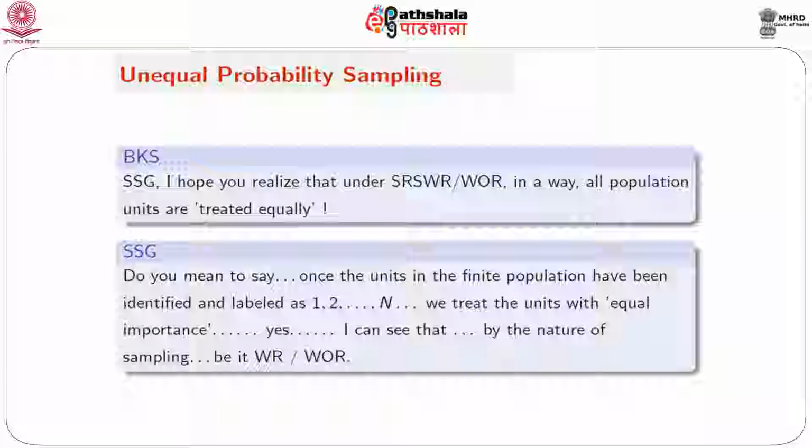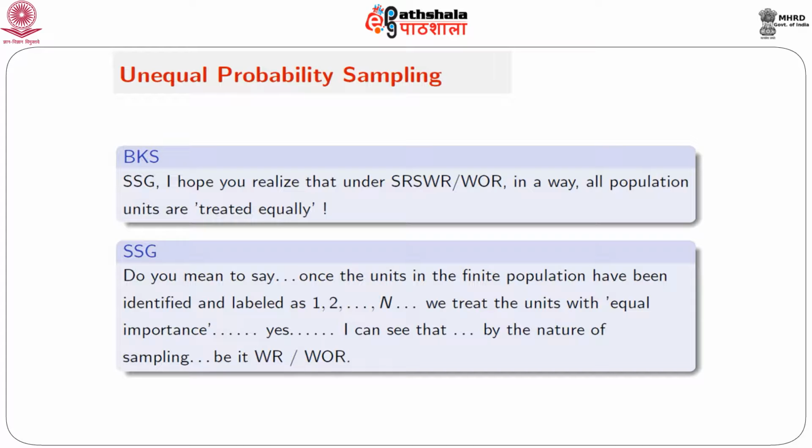I hope you realize that under with and without replacement sampling, in a way there is a feeling that all the population units are treated equally with equal importance. That is why we are talking about random sampling. Whether it is with or without, that is a matter of whether we repeat the selected item or not. But otherwise, there is no preference to one item as against the other. Looks like all the population units are regarded equally in their own right. However, there could be a problem.